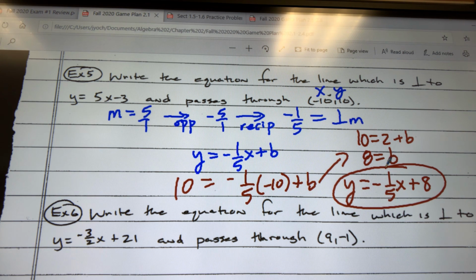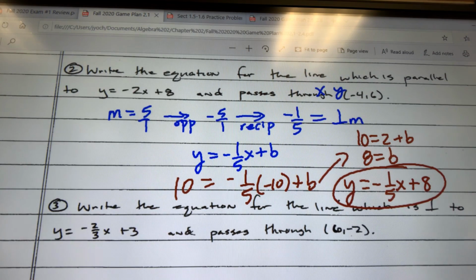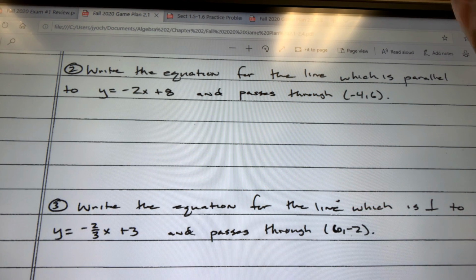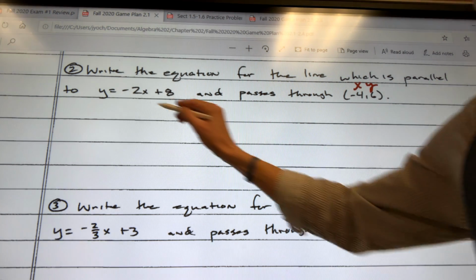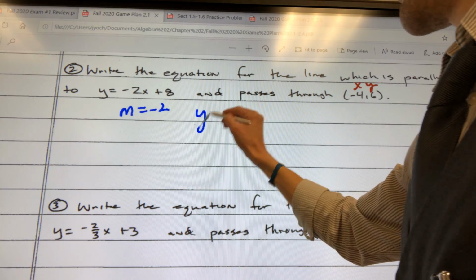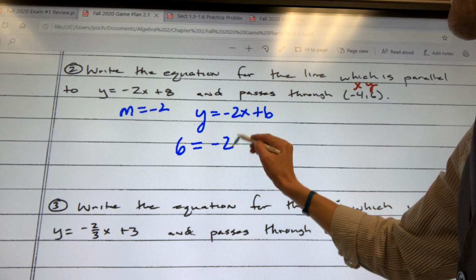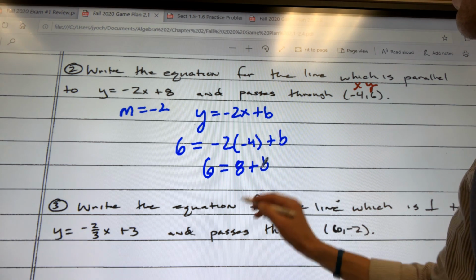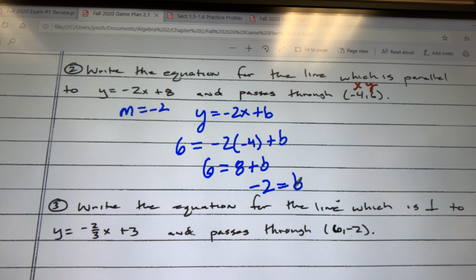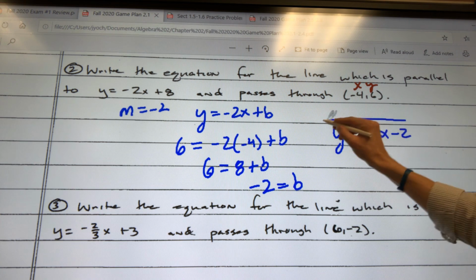All right, on page 16, I'm going to do 3 of them with you. Starting with 2, write the equation of the line which is parallel to that line and passes through that x and that y. First off, your slope is a negative 2. Parallel lines have the same slope. Y is negative 2x plus b. You go through 6 for y and negative 4 for x. 6 is equal to 8 plus b. Subtract 8 from both sides. Your b is a negative 2. Y equals negative 2x minus 2.